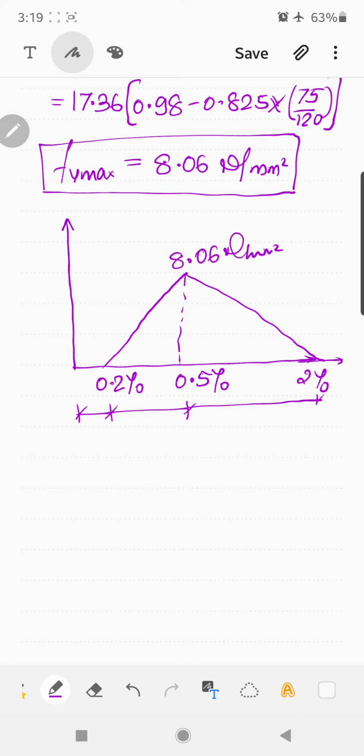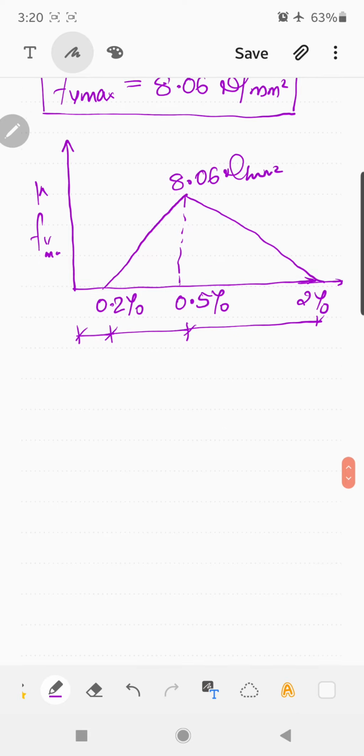Alright, now for the bursting tension force, this is FV max and this is the distance along the x direction. 0.2 y naught: 2 y naught is 120, so y naught is 120 by 2, that is 60, into 0.2 gives that distance. Similarly 0.5 y naught, and 2 y naught is 120, so the total is 120. Like this you can draw the distribution.